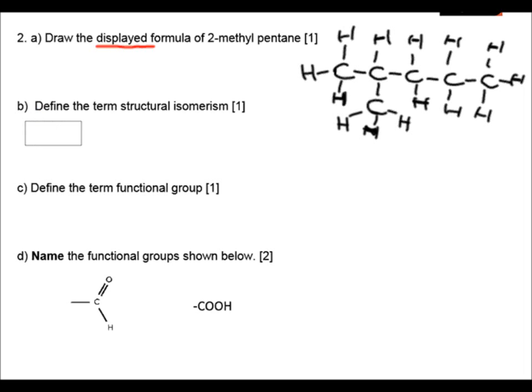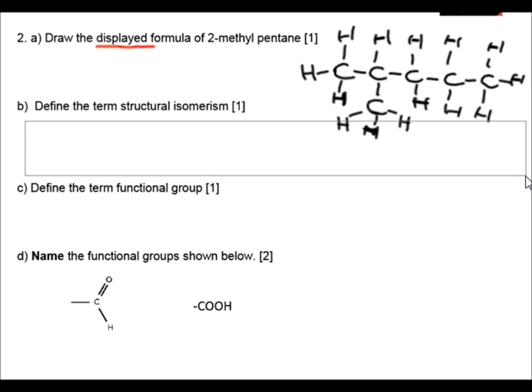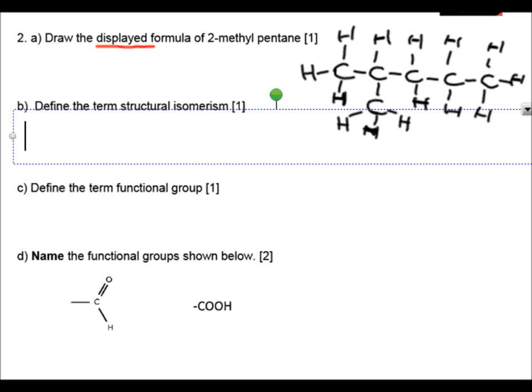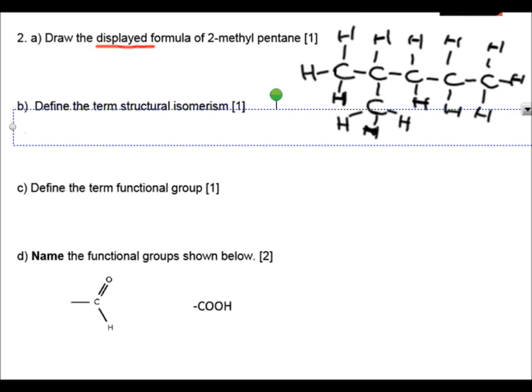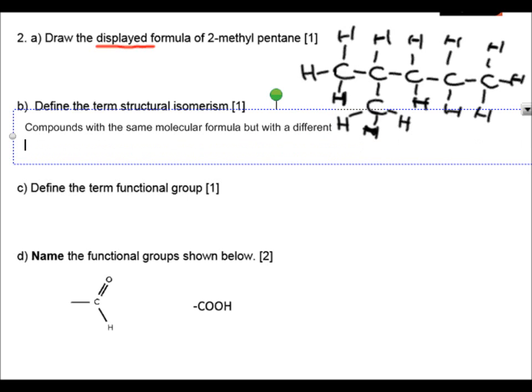The second question asks you to define the term structural isomerism. Now, structural isomers are compounds which have the same molecular formula but a different arrangement of atoms in space. So that is simply all you have to write for the definition. You can either write with a different arrangement of atoms in space or with a different structural formula. Either one would get you the mark.